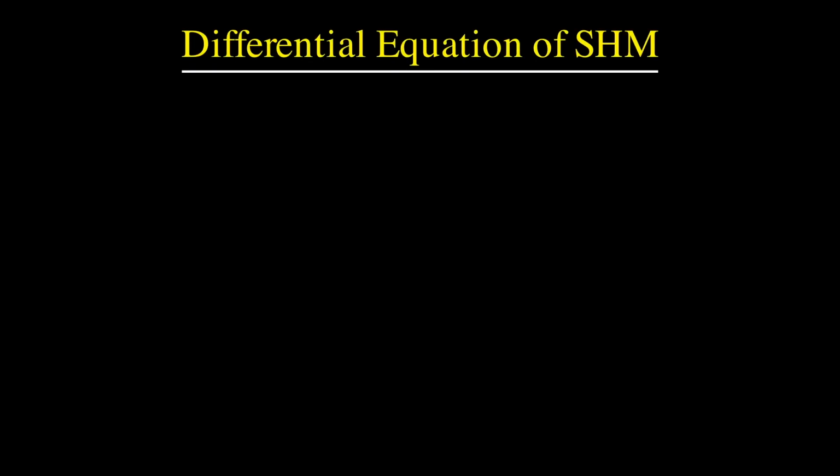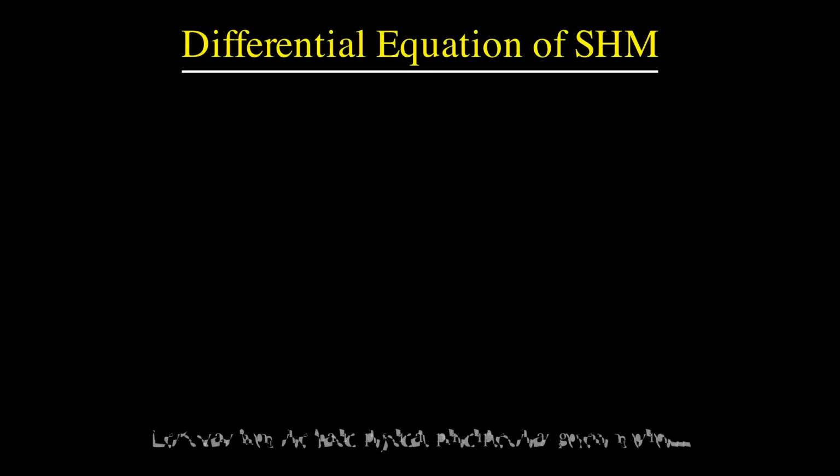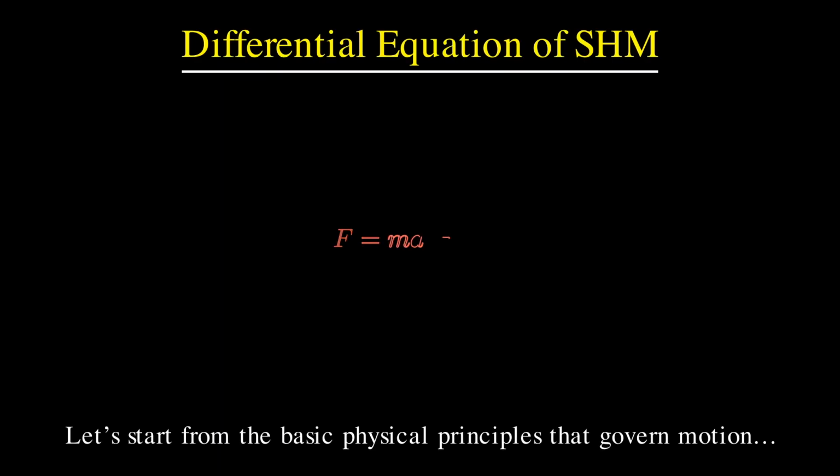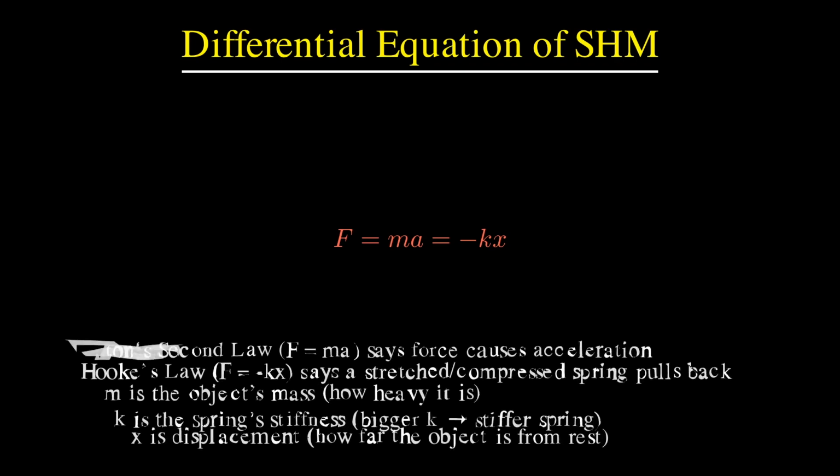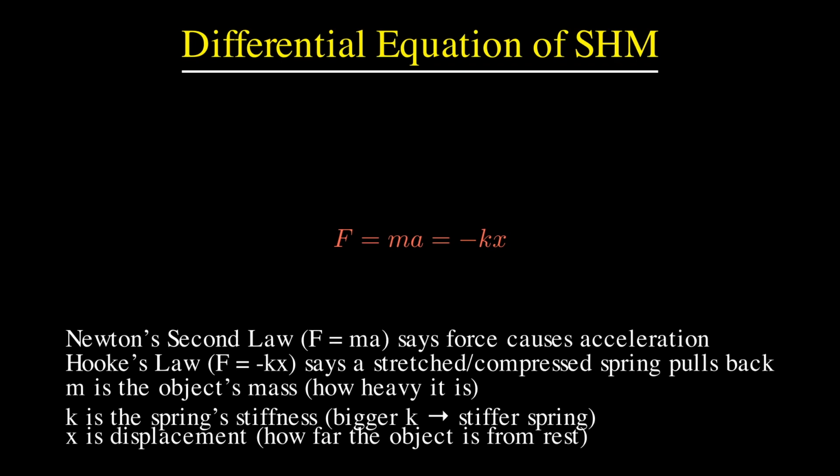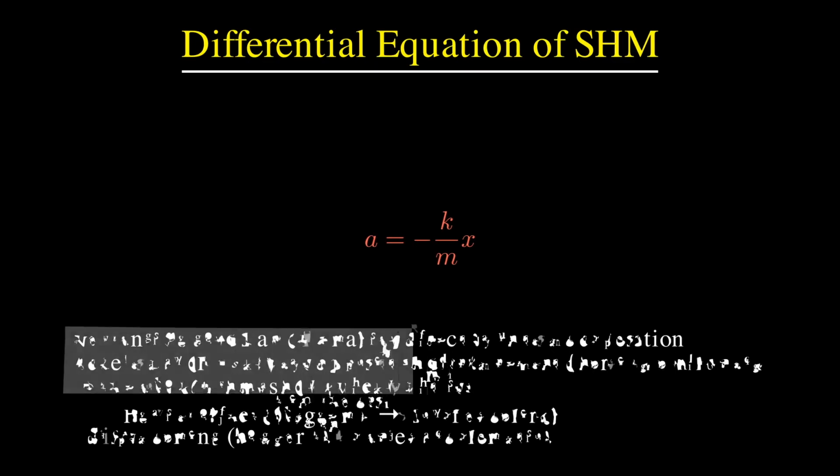Let's understand the differential equation that governs simple harmonic motion. We'll start from the fundamental physical principles that describe how objects move under oscillating forces. Newton's second law tells us force causes acceleration. Hooke's law says the spring pulls back when stretched or compressed. m is the object's mass. k is the spring stiffness. x is how far the object is displaced from its resting position.